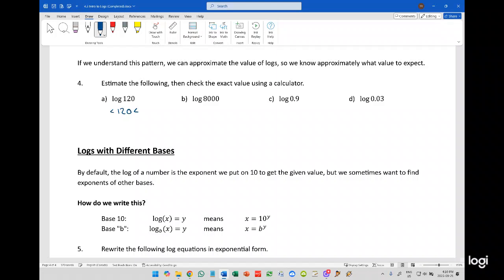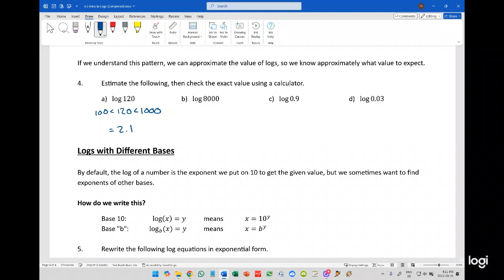120 is between 100 and 1,000. So it means that 120 is between 10 squared and 10 cubed. And it's closer to 10 squared. It's a lot closer to 10 squared. So what exponent do we put on 10 to get 120? Well, it's got to be between 2 and 3, the exponent we get on 100, the exponent we get for 1,000. So if it's between 2 and 3 and it's closer to the 2, I'm going to guess 2.1.